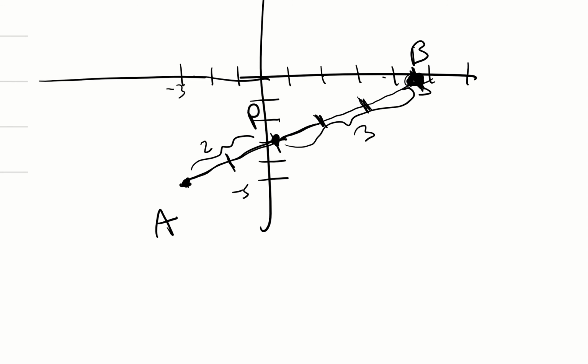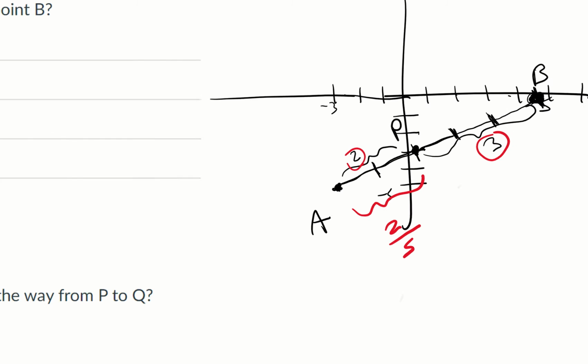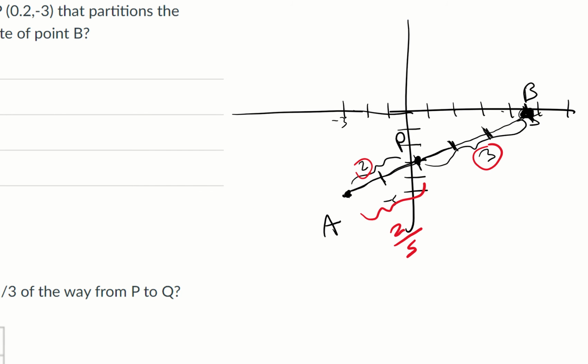The whole thing is 5 pieces. So if P is 2 parts away from A, well, that means that P is 2/5 of the way from A, right? Because there's 2 pieces plus 3 pieces is 5 pieces. So P is 2/5 of the way from A.